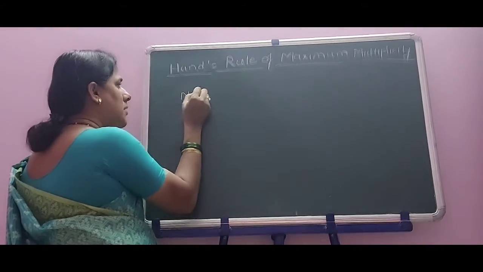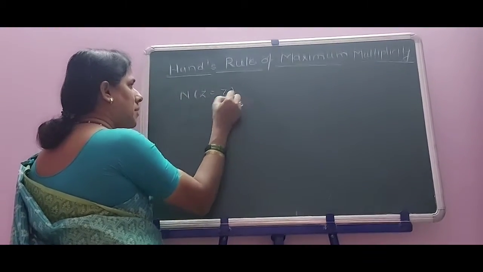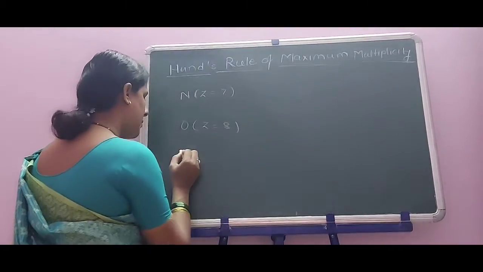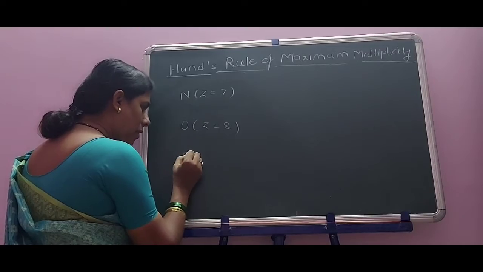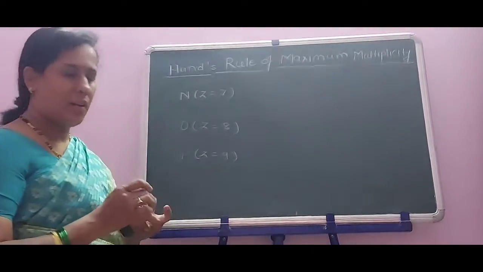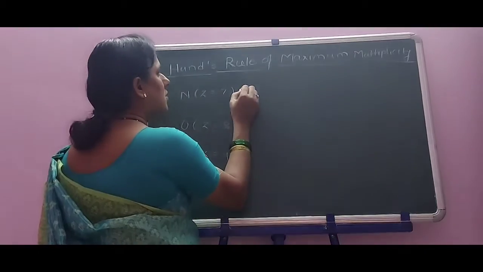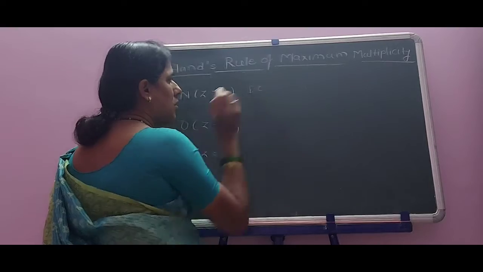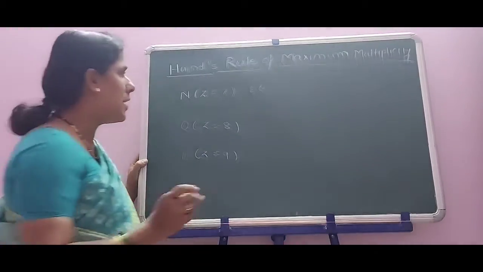Seven, nitrogen, Z is equal to 7, oxygen, Z is equal to 8, fluorine, Z is equal to 9. Okay, we will take a number of examples. First of all, we can write here the electronic configuration, that is in short called EC.